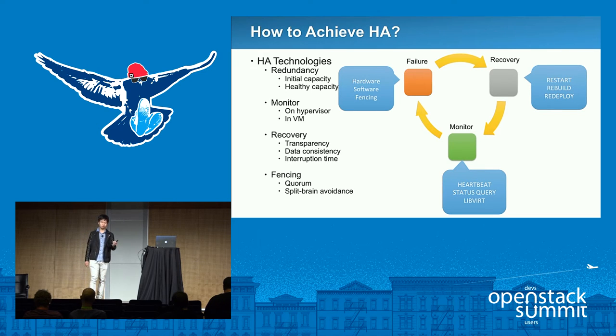For example, if one of the hypervisors' network is disconnected, then we will not receive the heartbeat, and we'll try to do the recovery operation, like recreating another virtual machine and installing the applications on it. And when the network comes back, we have two copies of this virtual machine, which causes the split brain situation. So when we do the fencing, we will kill the original virtual machine so that we only have one virtual machine running in the cloud.